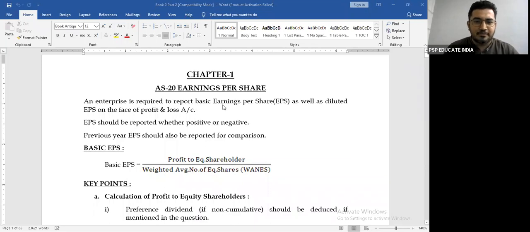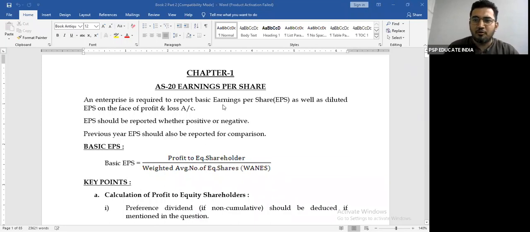The heading for the same is earnings per share. And before I go to that, just quickly let me know on the chat box, am I clearly audible to you? Are you clearly able to hear me and understand whatever I am speaking? If you could just confirm that on the chat box. Okay, thank you so much.